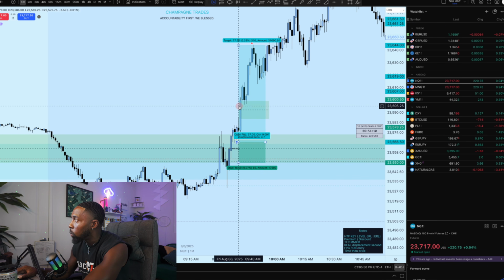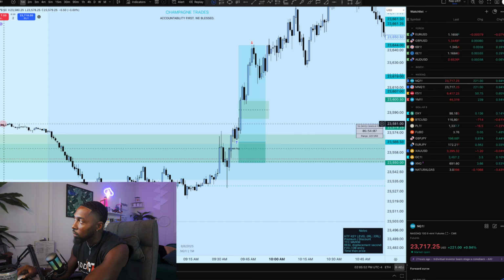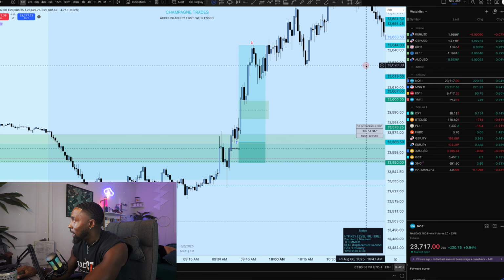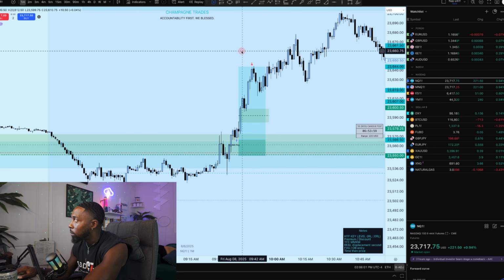I started to see breakaway gaps, which is what you want to see. You want to see these swing highs within a gap. That means that price is most likely not going to fill this gap. It's going to tap it and keep going. And that's exactly what it did. It went right to my TP.